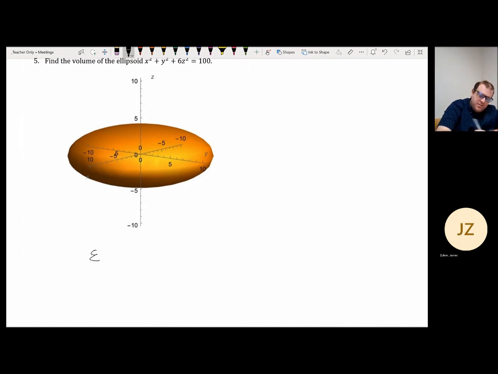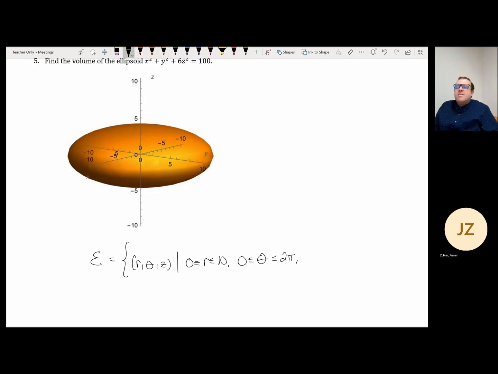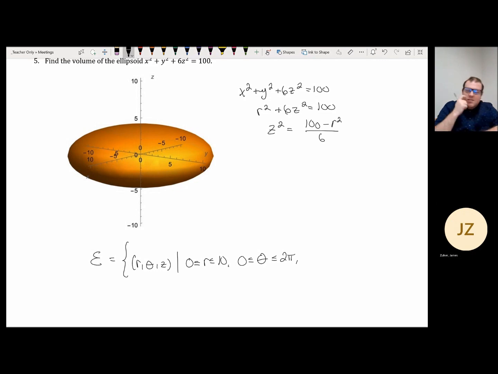I'm going to represent the ellipsoid with a script E. Z, right, in cylindrical, would be 100 minus R squared all over 6, right?